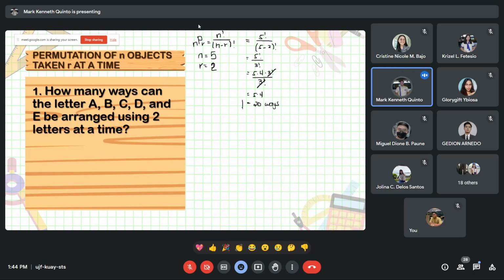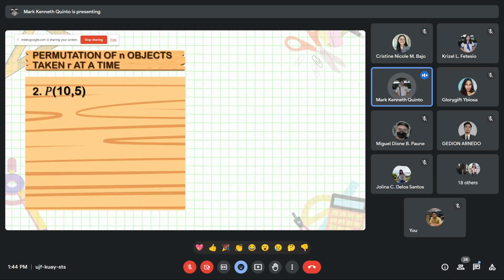Okay, so next. Sige, bago ko ituro yung sa calculator, let's have first our example number 2. Now, for our example number 2, as you can see, we can actually encounter this kind of problem. I just want to add some information on how to denote permutation of n objects taken r at a time. So we can actually denote it in many ways.